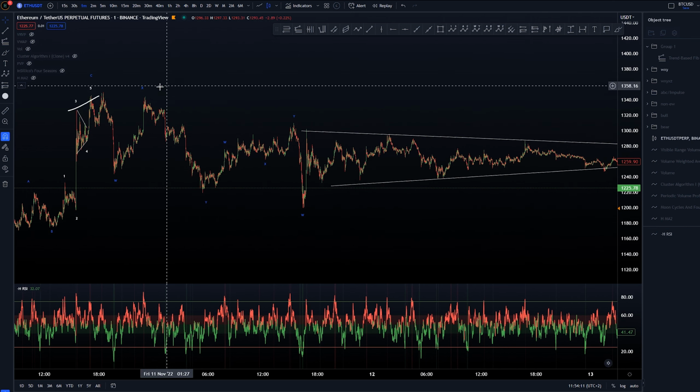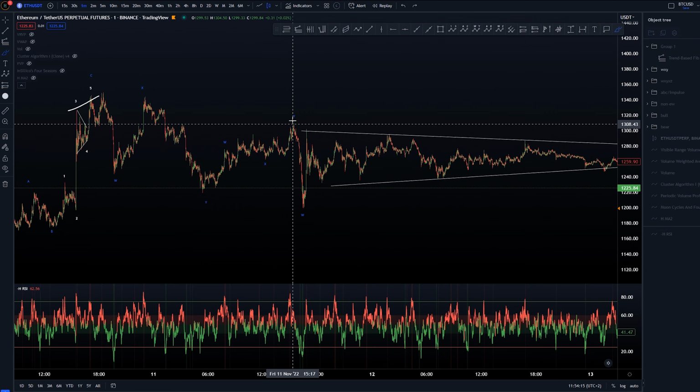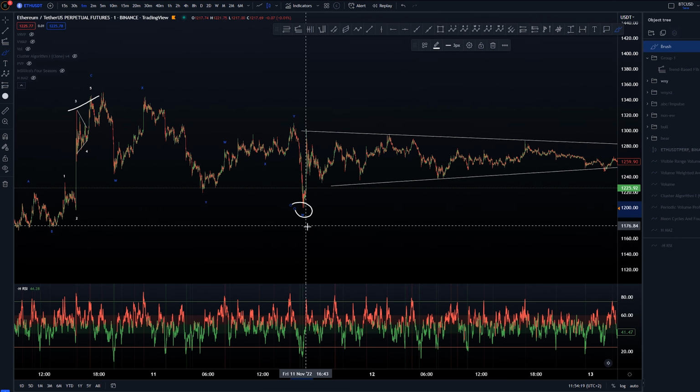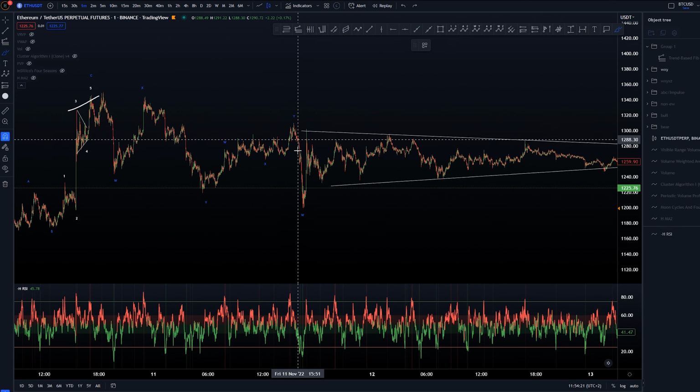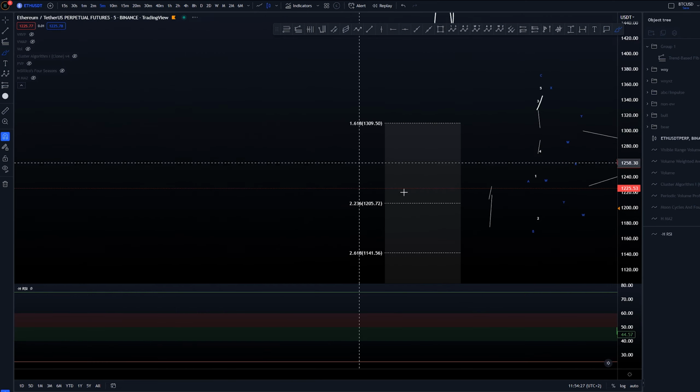So what we got here is a WXY, WXY, and then a potential three-way structure here. Again, we don't know what this could be part of as of yet, or we don't confirm what it is part of yet, but again, a three-way possibility here for another wave W.